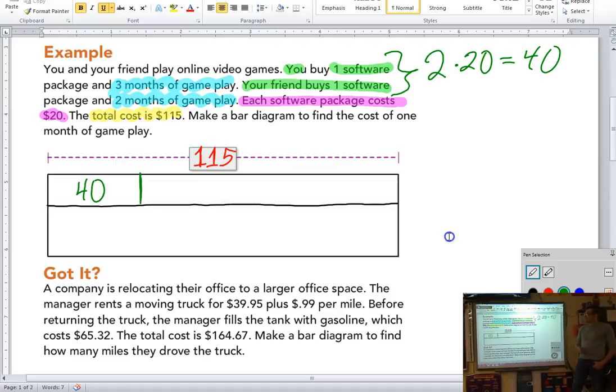And then, how many months of gameplay? Abby? One of them is 3 and one of them is 2, so how many total? 5. So our gameplay has 5 of their, actually let's make that M for month, the monthly fee. Because what we're trying to solve for is what is the monthly subscription cost? What should we do first, Miss Benson?